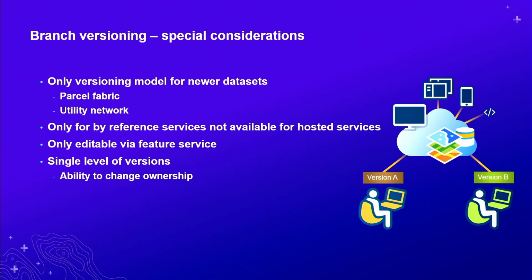All newer geodatabase datasets will use branch versioning. These dataset types are not compliant or available with traditional versioning. Branch versioning is only available for services published by reference from your enterprise geodatabase, meaning it's not available for hosted services in ArcGIS Online or hosted services in ArcGIS Enterprise. You can view branch version data via a connection to your database, but there's no ability to edit. You must publish feature services if you want to edit your branch version data. It's a single level of versions, meaning that all versions created are children of the default version. We've implemented the ability to change ownership of versions to allow for standard QA processes before posting to default.